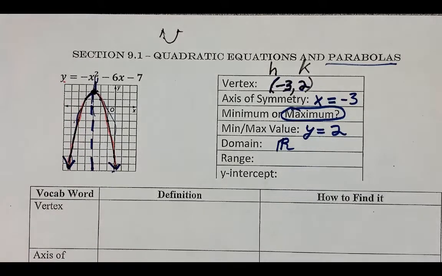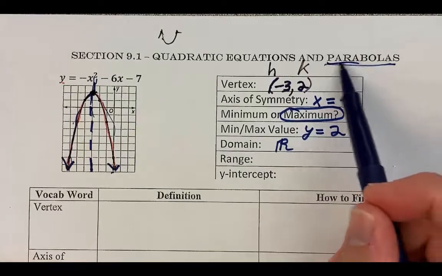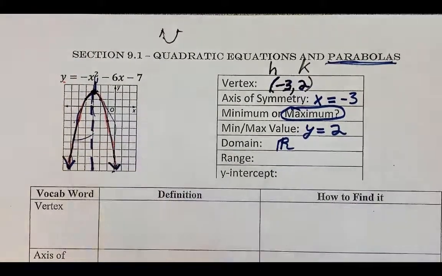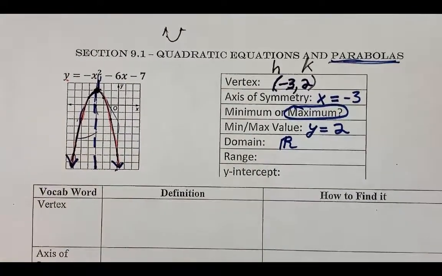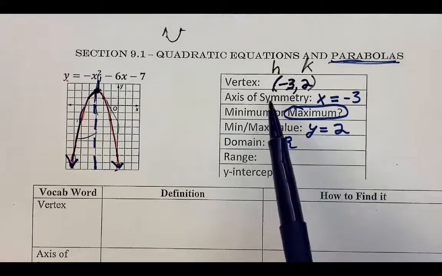We're going to talk about section 9.1, quadratic equations and parabolas. A quadratic equation is just a function that generates a particular curve that we call parabolas, and they look like this.